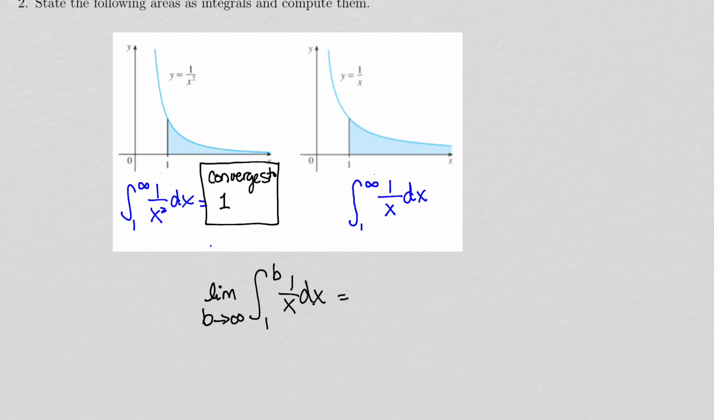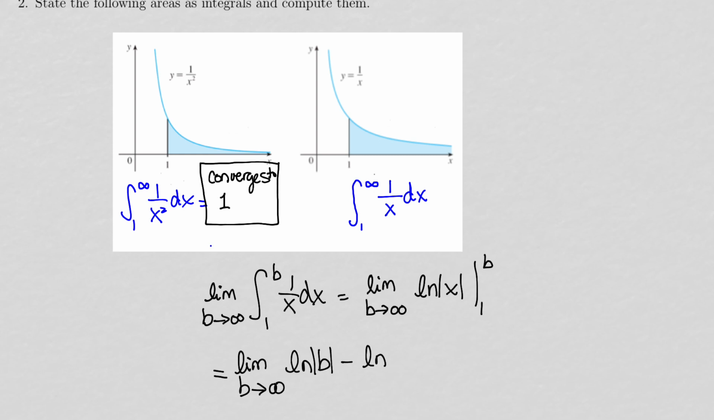And then what did you get? What did you get when you worked that out? What did you get, Max? What was that? 1 over x? ln of x, right? The antiderivative of 1 over x is the natural log of x, but we still have a limit we're worried about. So we're taking the limit as b goes to infinity of the natural log of x from 1 to b. A natural log of 1 is just 0.